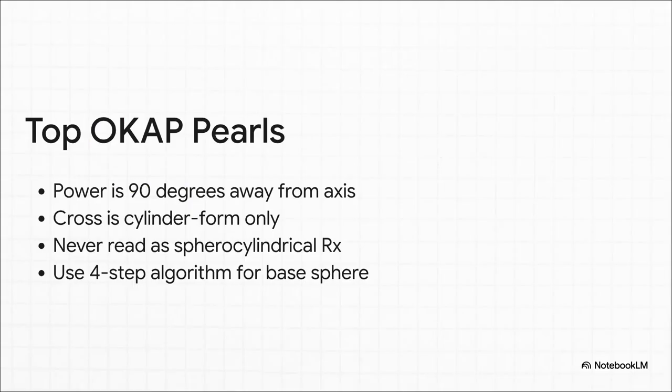Let's wrap this up with your rapid-fire OCAP pearls. First, power is always 90 degrees away from the axis. Second, a power cross is cylinder form only. Third, never read a cross directly as a spherocylindrical RX. And finally, always rely on the 4-step algorithm we just practiced. Respect these rules, avoid those cognitive traps, and you will confidently diagnose and prescribe for your astigmatic patients in clinic tomorrow.